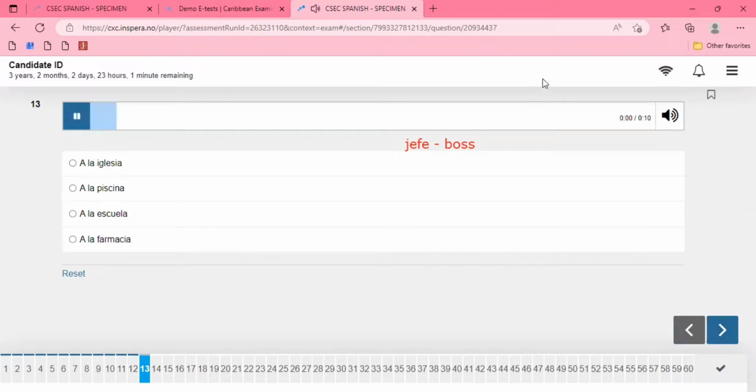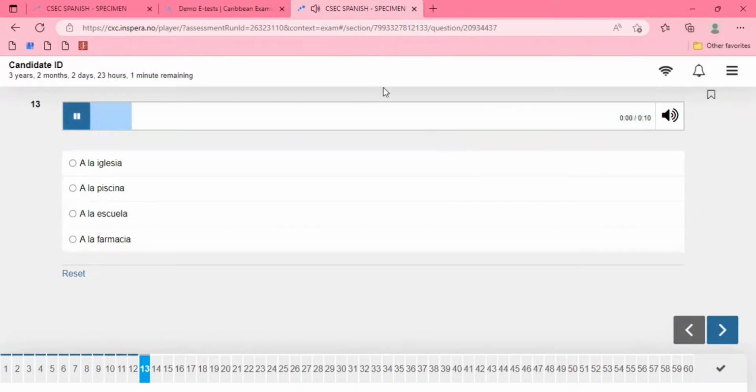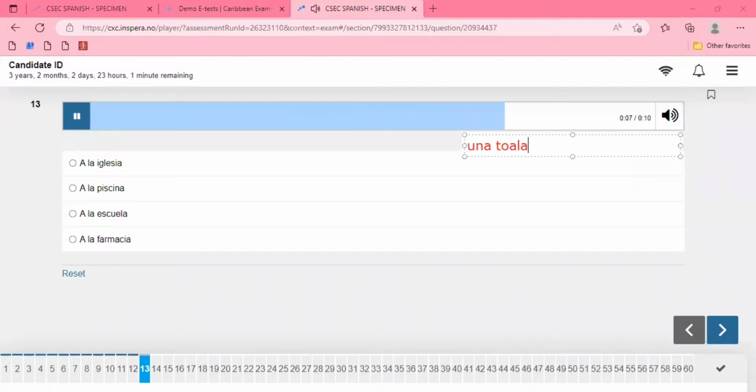Next one. Pregunta 13. Raúl, tienes que salir ahora. Recuerda que necesitas llevar una toalla. ¿A dónde va Raúl? Pregunta 13. Raúl, tienes que salir ahora. Recuerda que necesitas llevar una toalla. ¿A dónde va Raúl?